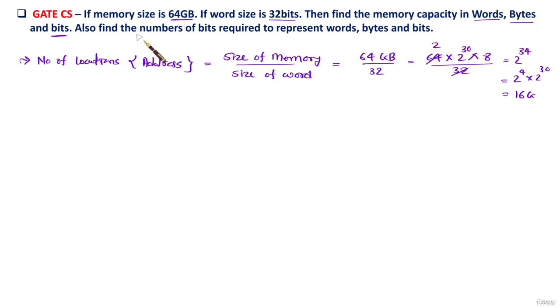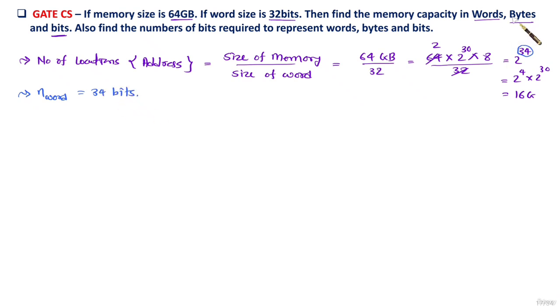And if you want to represent this location in terms of bits, then you see here 2 to the power 34 is there. What does it mean? 34 bits are required to represent each location for word. So for word, that will be 34 bits over here.